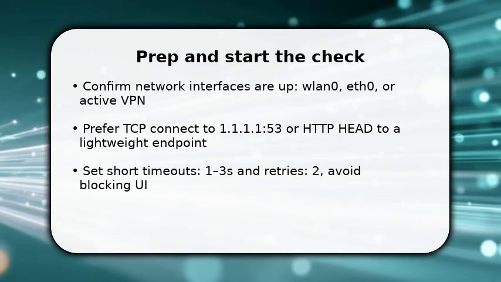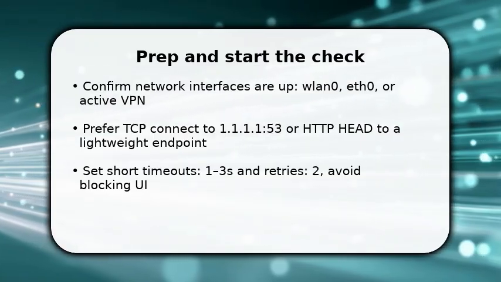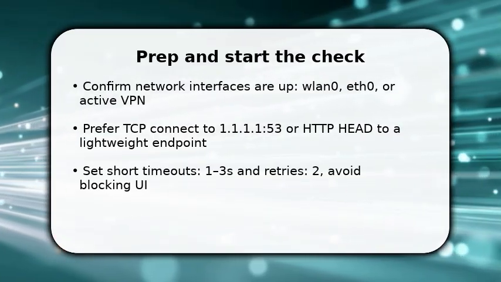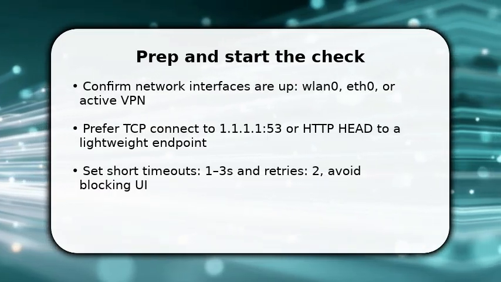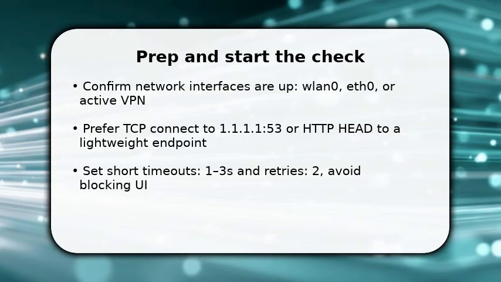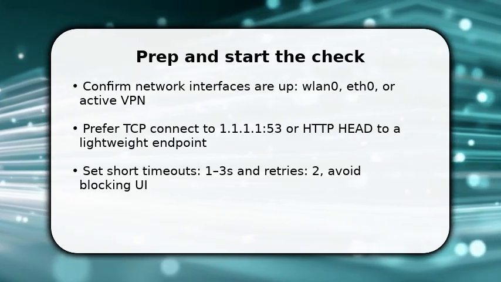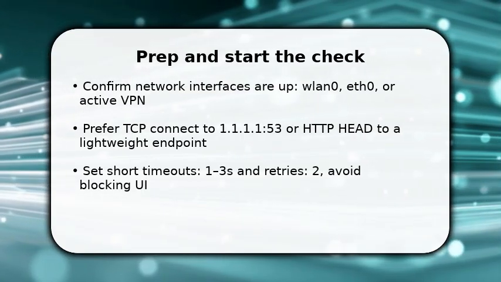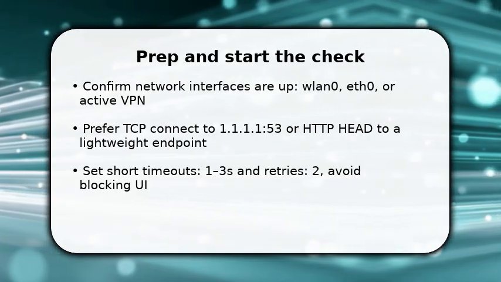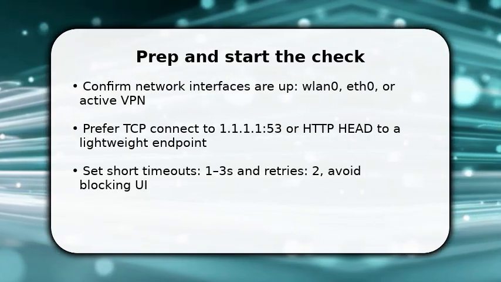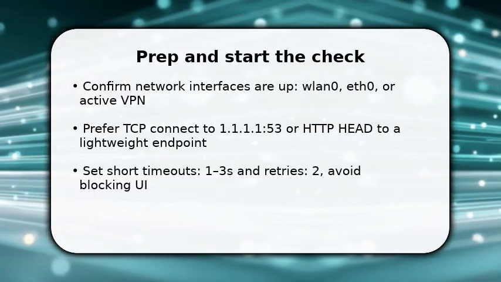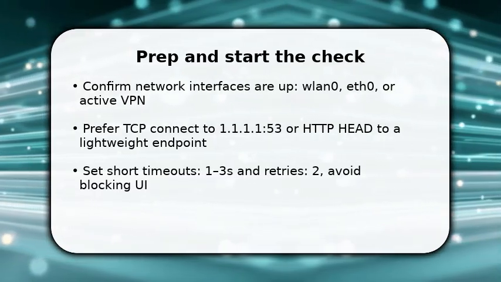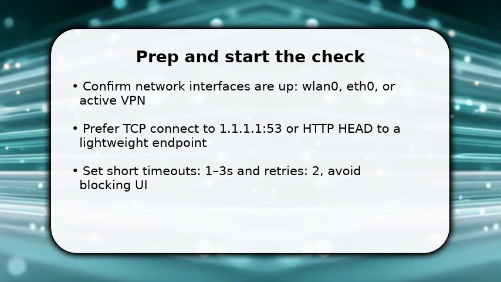You begin by validating the path to the internet, not just the device state. First, make sure the active interface is up and has an IP. Then attempt a fast TCP connect to 1.1.1.1 port 53 or send an HTTP head to a tiny known endpoint. This tests routing and DNS reachability. Use short timeouts and limited retries so the app stays responsive. Once that succeeds, you know packets route outward and can proceed to higher-level checks.